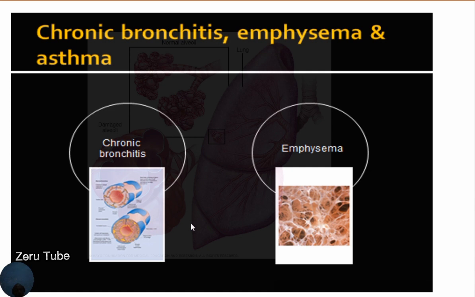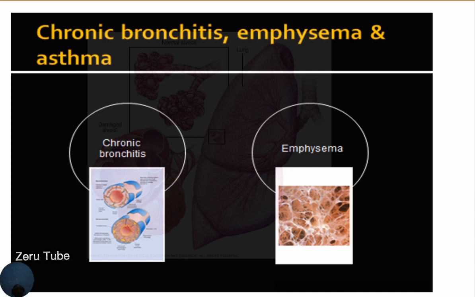This is chronic bronchitis, emphysema, and asthma, and the difference: in chronic bronchitis there is wall thickening. In emphysema, the alveolar ducts become dilated, and the structures below the terminal bronchiole are totally destroyed. Due to this destruction there is dilation and an increase in the cavity, and finally they develop emphysema.